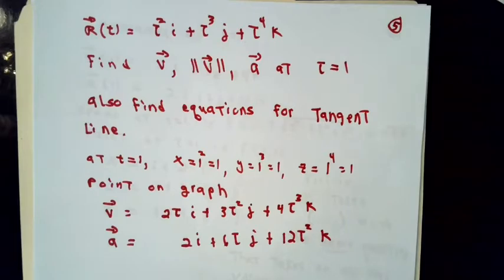The velocity vector in general is the derivative of the position vector: 2t i, 3t squared j, 4t cubed k, and the acceleration vector in general is the derivative of that, 2 i plus 6t j plus 12 t squared k. I'm now ready to evaluate these quantities at t equals 1.